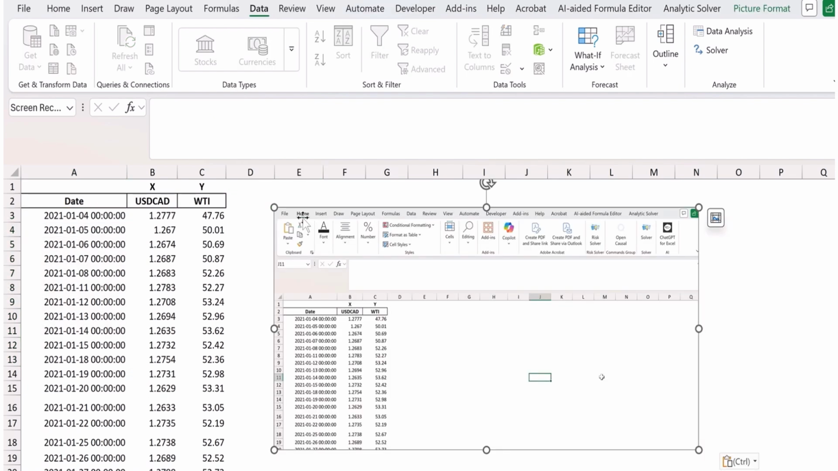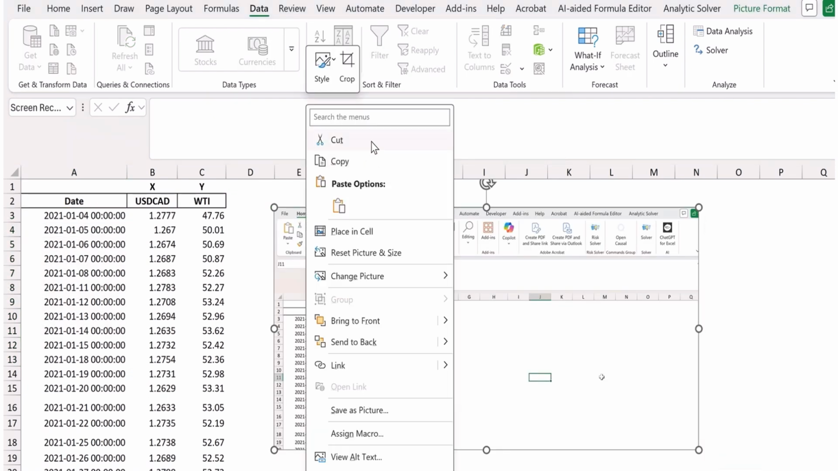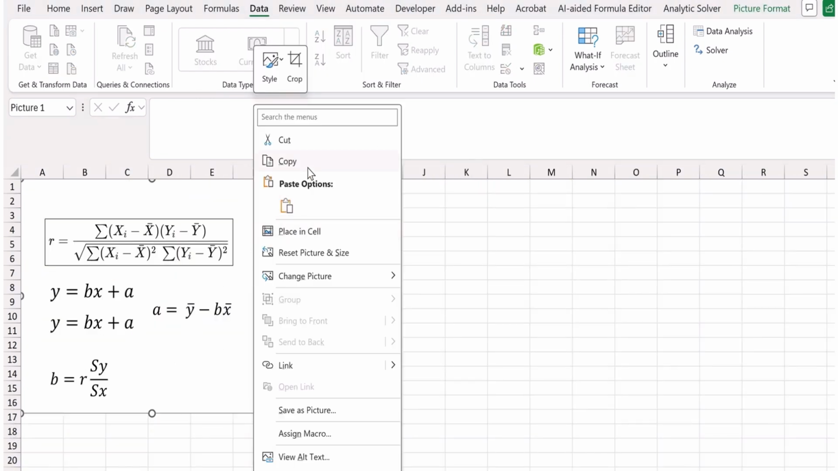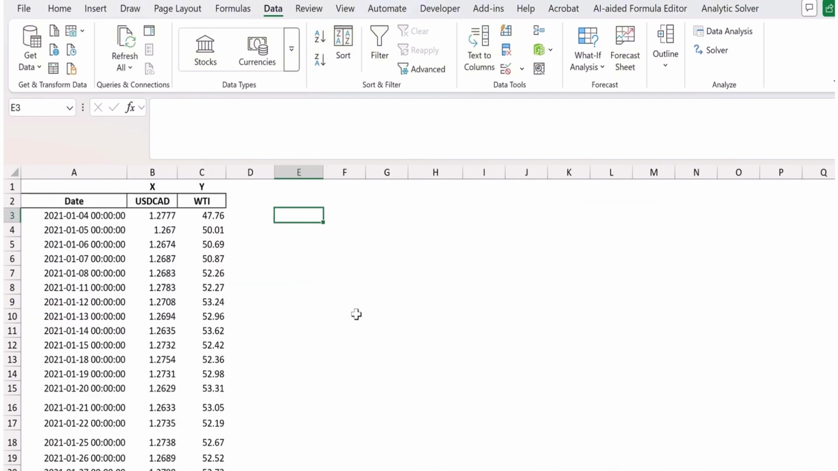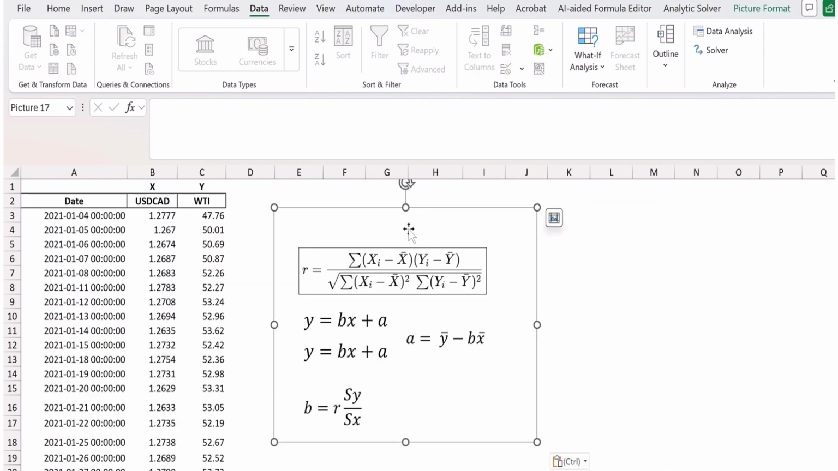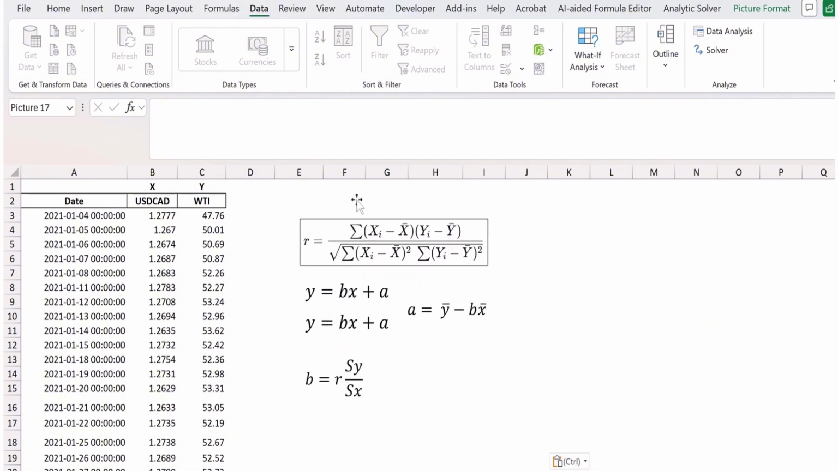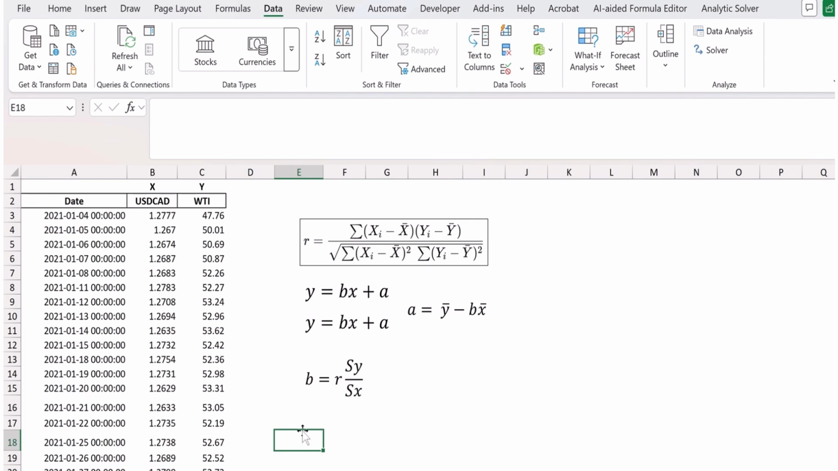This is the formula. Oh, sorry, this is the formula. Copy and paste. These are the formulas that are normally used for correlation and regression analysis. But we're not going to do this part.